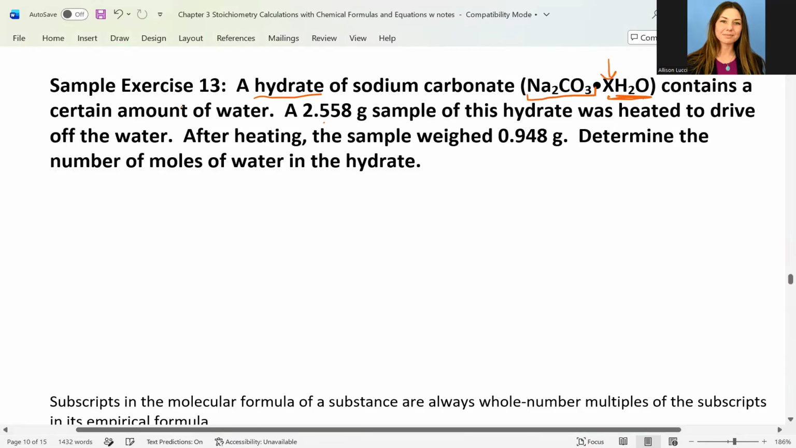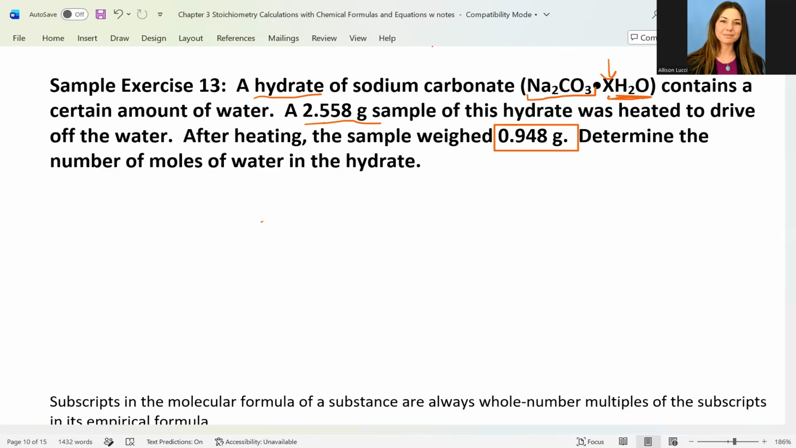We're going to solve for x to determine the number of moles of water in the hydrate. So this is a calculation that is similar in essence to empirical formula calculations because we're going to find out the molar ratio of the salt, the sodium carbonate, to the water. So let's see, starting with some of the information that's given here. We're told that we have 2.588 grams of this sample of this hydrate, and we heated it, and after heating, it was down to 0.948 grams.